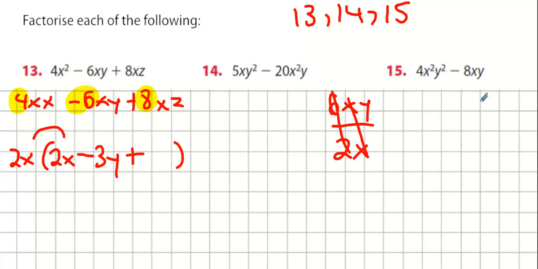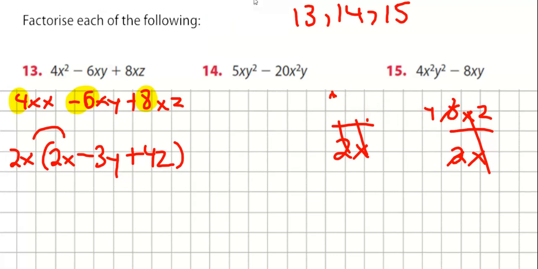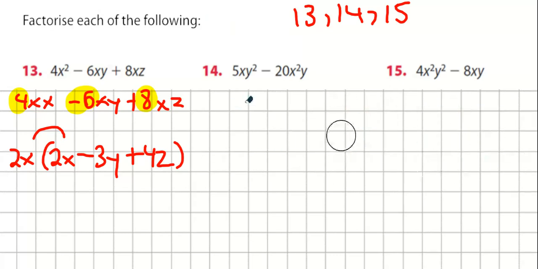And the last one, 8xz. What happens when you take 2x out of that? 8 divided by 2? And x divided by x? Gone. So what's left over? 4z. Is that okay? Now, you guys are on to question 14 now, and 15. Try them yourselves. I can just give you a quick tip. That's about it, and then you should be able to finish it off.